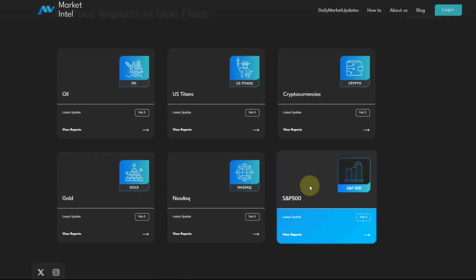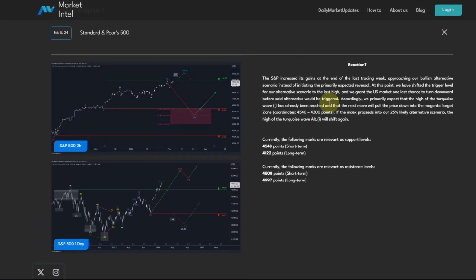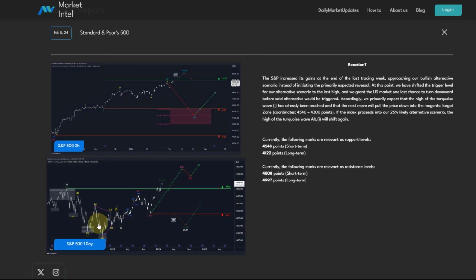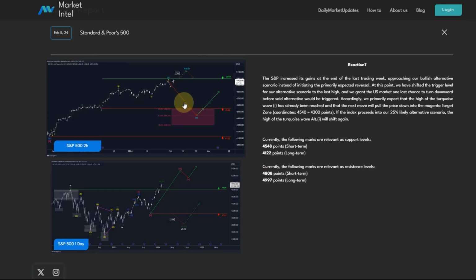Today, I'd like to talk about the S&P 500. So you just click on the symbol, then you can see here the latest analysis as well as the relevant support and resistance levels, and you can see the chart. So you can see a long-term chart, a short-term chart, and these charts show our Elliott-Wave scenarios, the Elliott-Wave counts, the primary scenario, the alternative scenario, trading areas, as well as probabilities for our primary scenarios and the relevant alternatives.